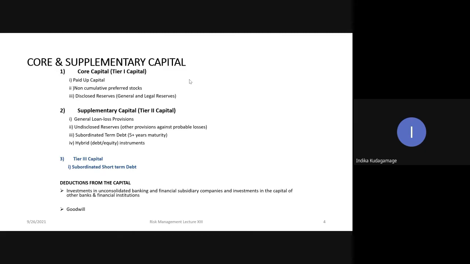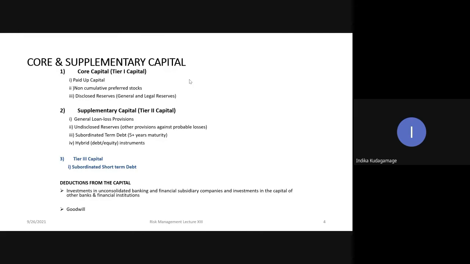Then we have tier 2 capital, right? Again, that is also shareholders' funds, but not as hard as the first one, tier 2 capital. Then general loan loss provision, we can take it under here. Then any revaluation reserve, you can take it under here. Subordinated term debt. 5-year maturity, you take it under here.